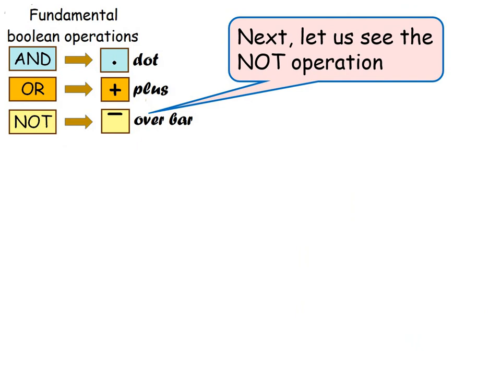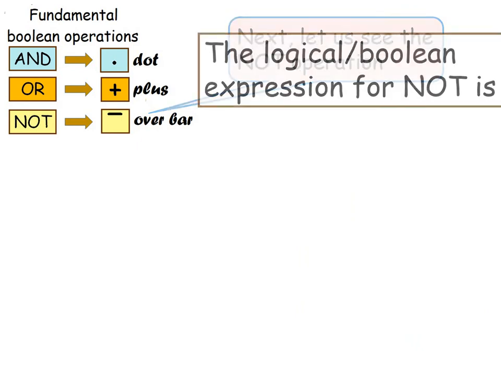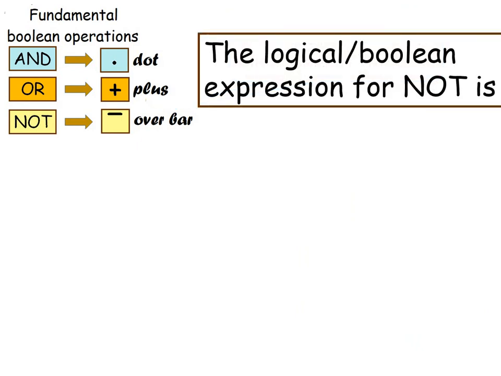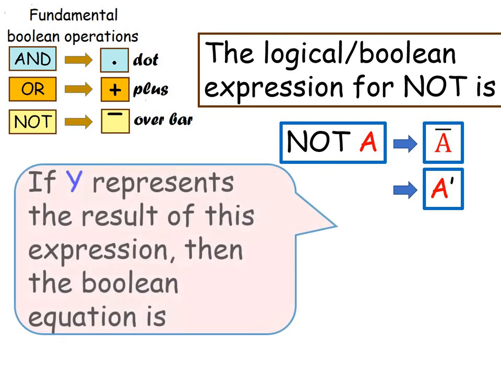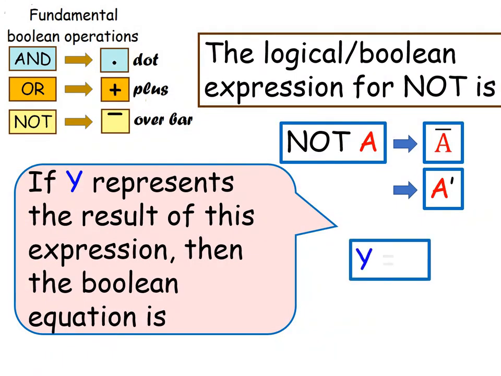Next, let us see the NOT operation. The logical or Boolean expression for NOT is NOT A, that is A bar. A bar is sometimes written as A dash or A complement. If Y represents the result of this expression, then the Boolean equation is Y is equal to A bar. Now let us form the truth table for A bar.